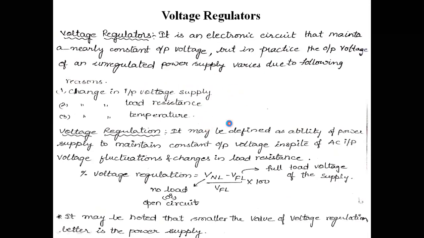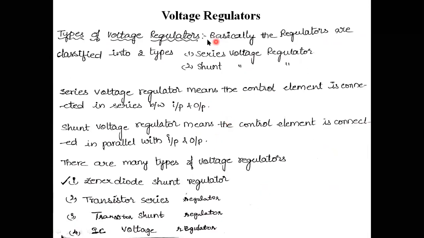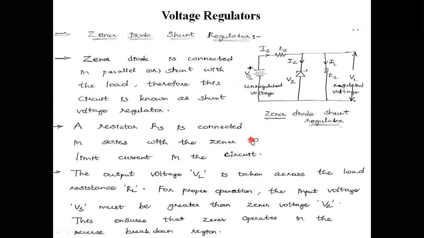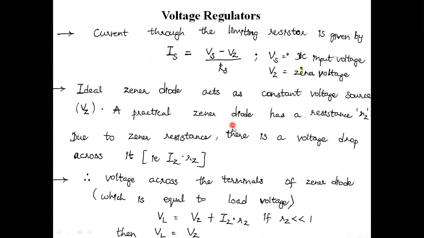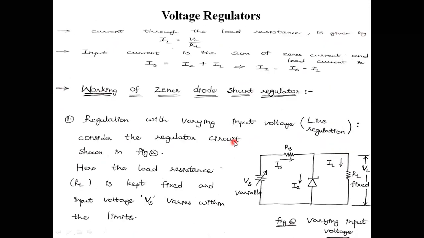Next one is voltage regulator. Next one is shunt voltage regulator. We have to explain the construction of the circuit. Thereafter, the working of the Zener diode shunt voltage regulator, line regulation and load regulation.